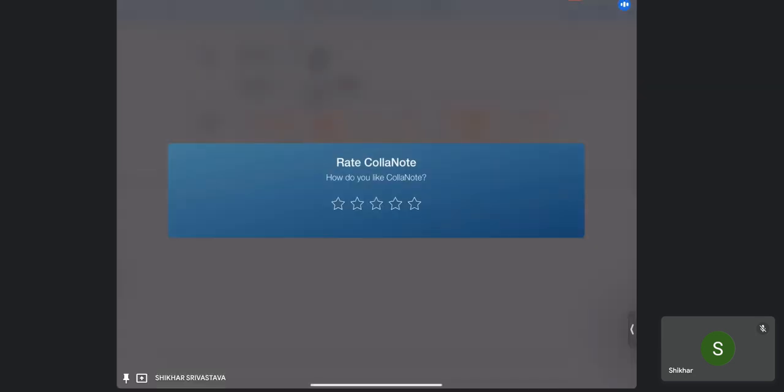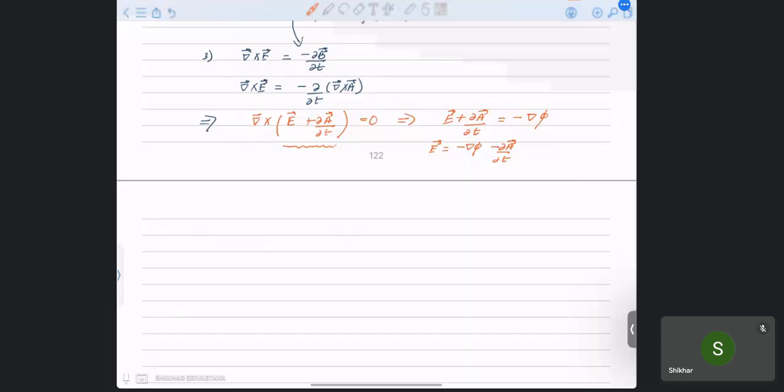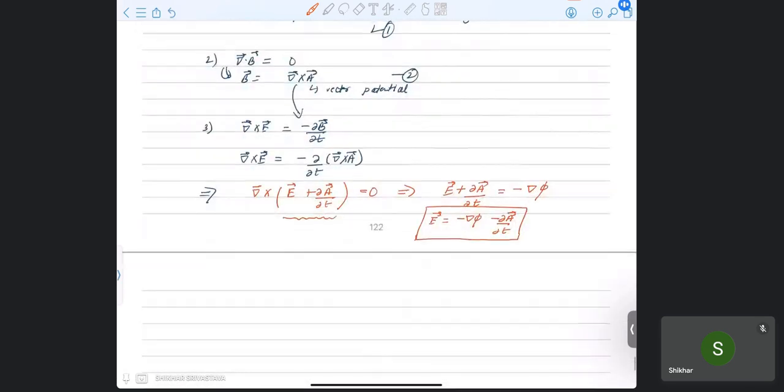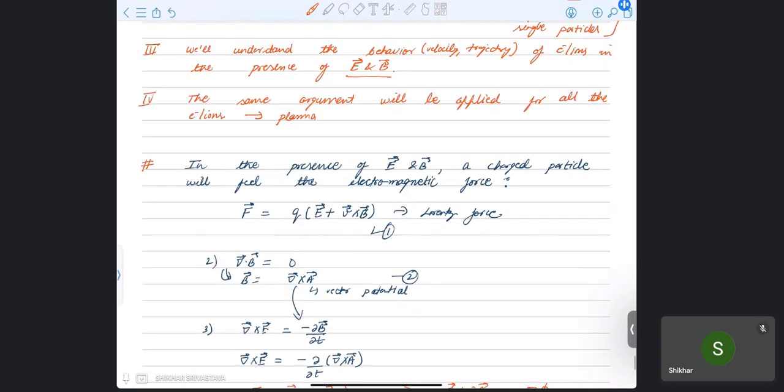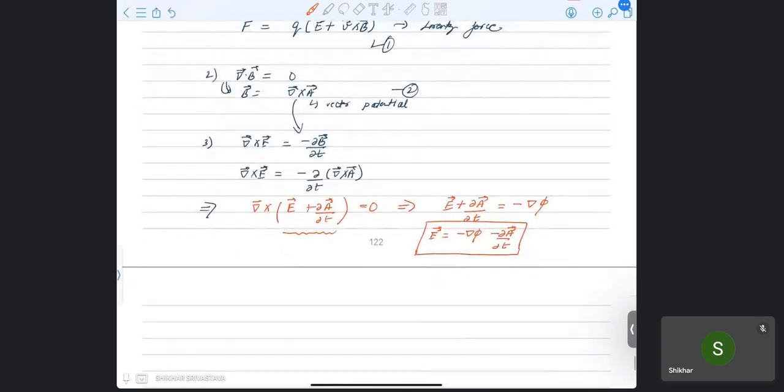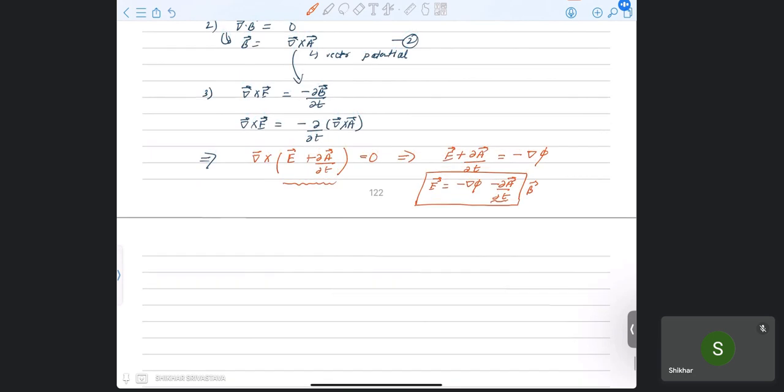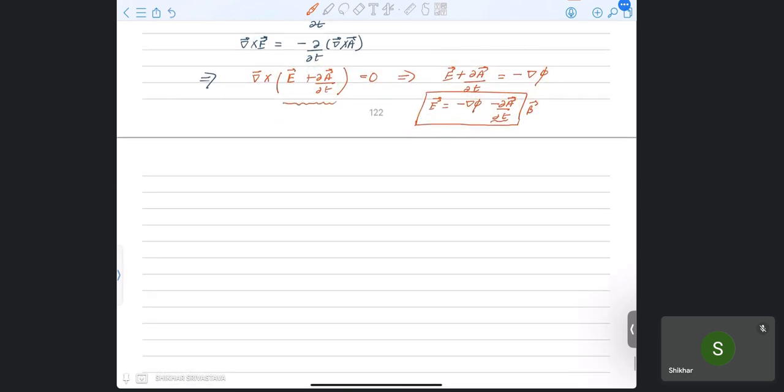This is the expression of the electric field which a positive or negative charge will experience when it is put in an electric and magnetic field. This is the electrostatic contribution, and this is the extra term which is coming because of the presence of the magnetic field. Now we'll move into more detail.